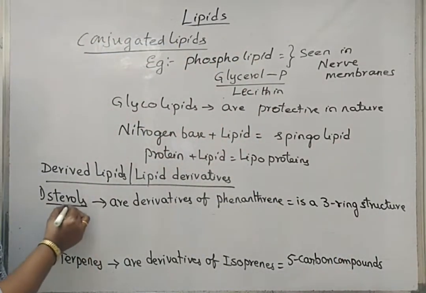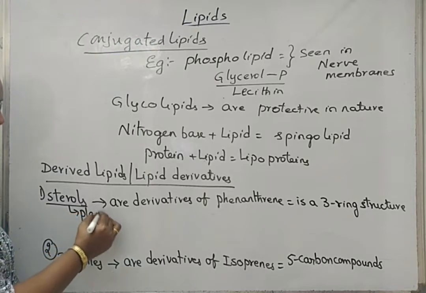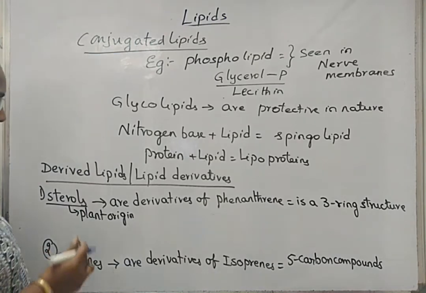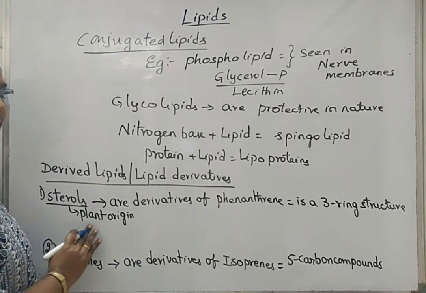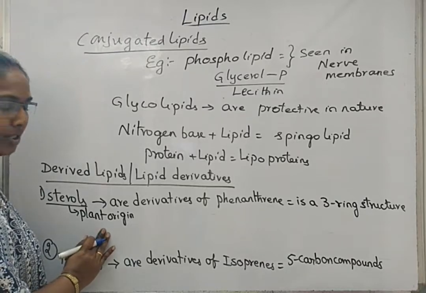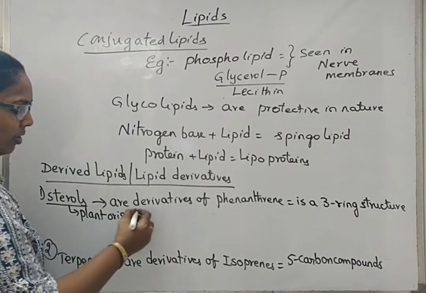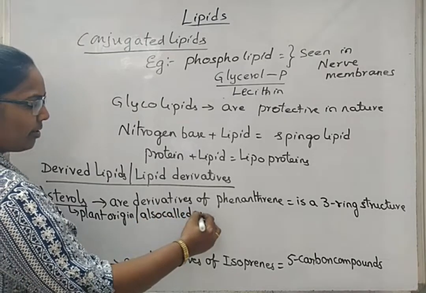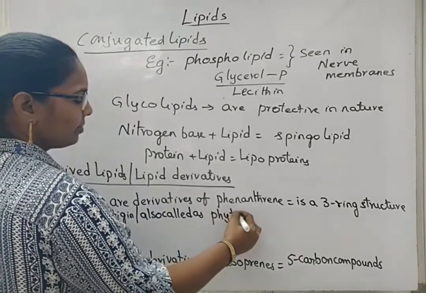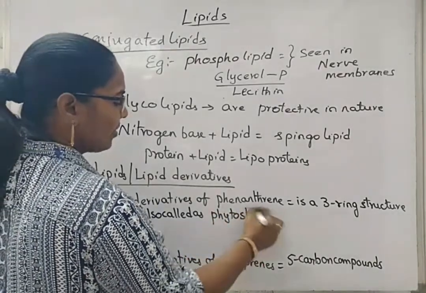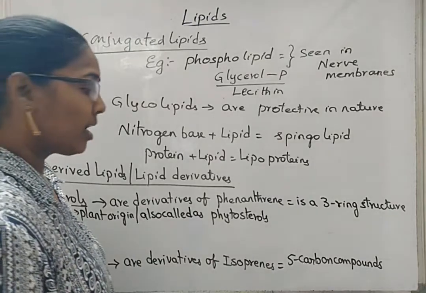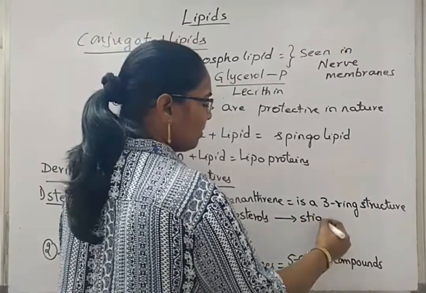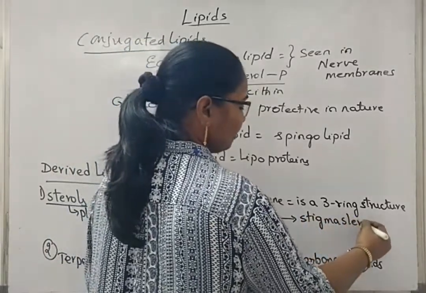These sterols are of plant origin. Again, these are of different types like stigmasterol and phytosterols. Since these are of plant origin, they are also called phytosterols. Now, phytosterols are of two types. One is stigmasterol.